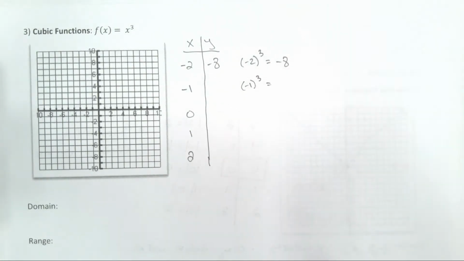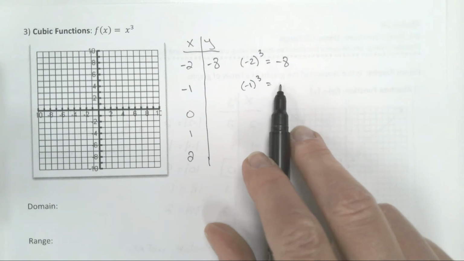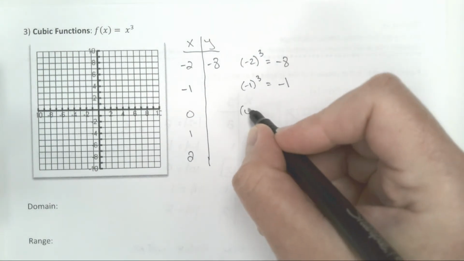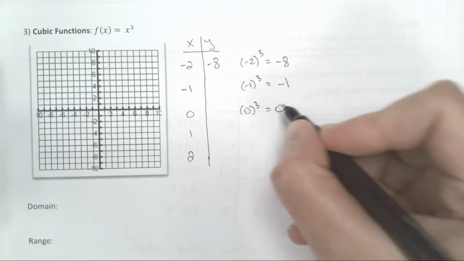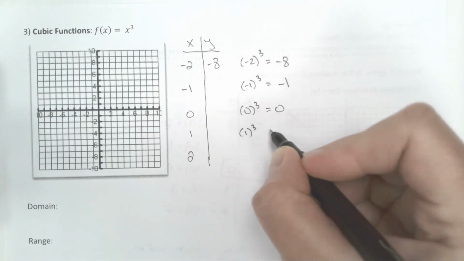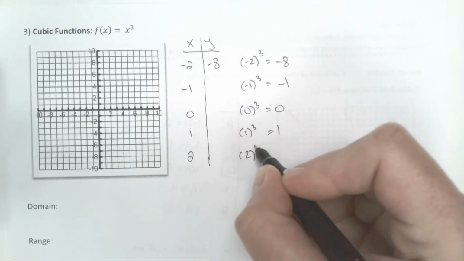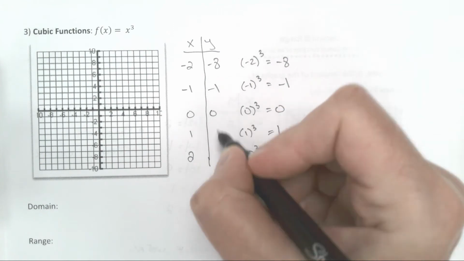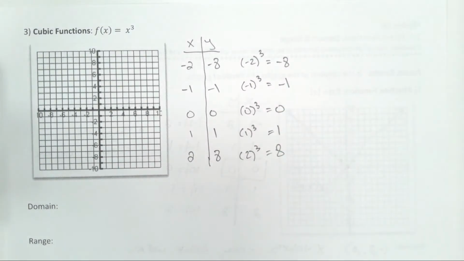-1 to the third is -1 times -1 times -1, which equals -1. 0 cubed is 0, 1 cubed is 1, and 2 cubed equals 8. Let's plot these. Oh, finish writing them down. 0, 1, 8. Plot these points.